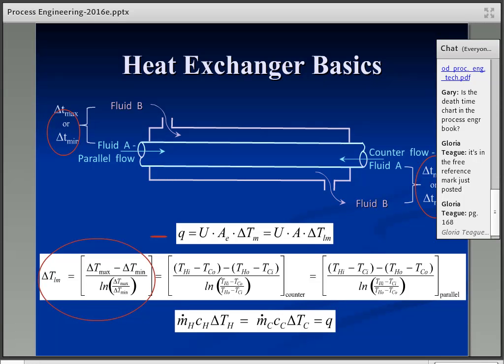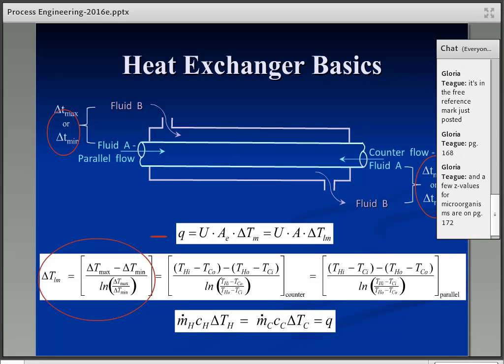You could also define a delta T for the fluid itself. It changes as it goes through there, but in the log mean temperature difference, that's not what we're talking about. We're talking about the temperature difference between the two fluids. The one difference that's larger is delta T max, and whichever one is the smaller is delta T min. And when you use that definition, delta T max and min like that, you just have one equation that applies to both the parallel and counterflow case.